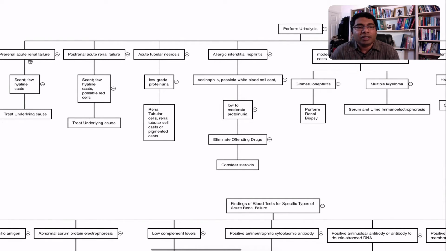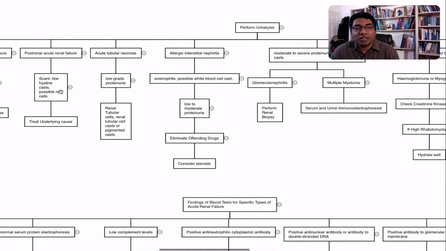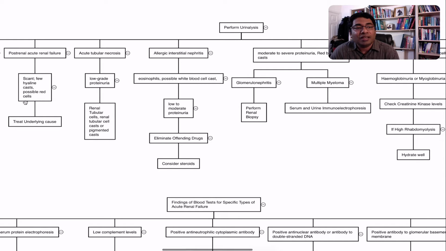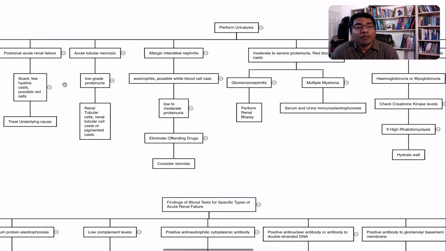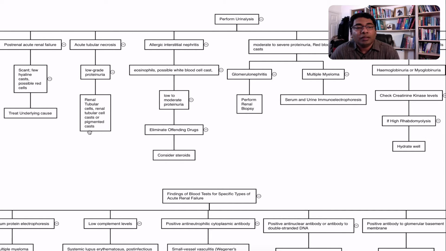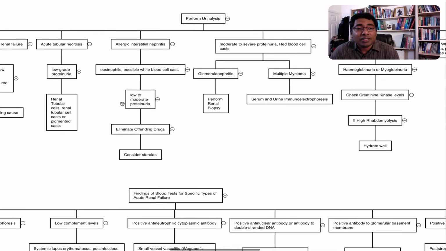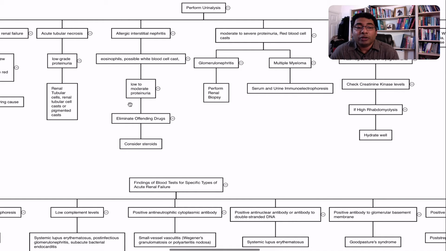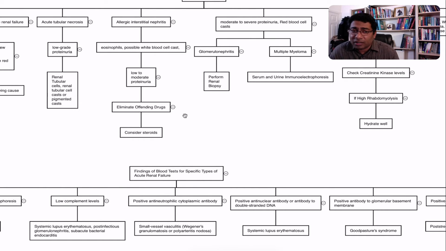If it's pre-renal acute renal failure, you're likely to get scant or few hyaline casts. And treatment is to treat the underlying cause, as we said before. If it's post-renal acute renal failure, you could get few hyaline casts, possible red cells. If it's acute tubular necrosis, you're likely to get low-grade proteinuria, renal tubular cells, renal tubular casts, or pigmented casts. If it's allergic interstitial nephritis, you may get eosinophils, possible white blood cell casts, and low to moderate proteinuria. You should eliminate the offending drug and consider steroids.